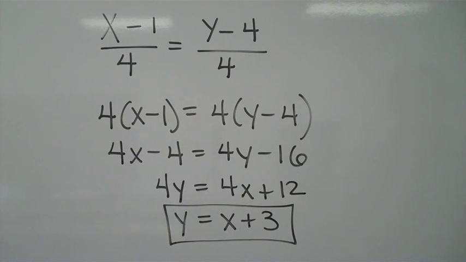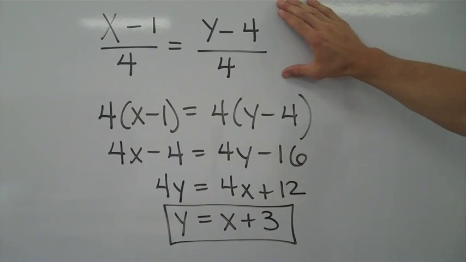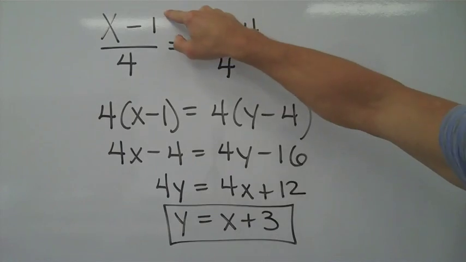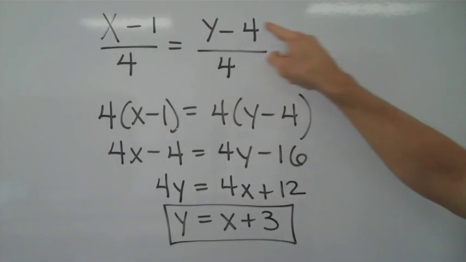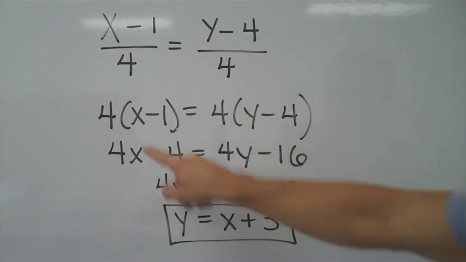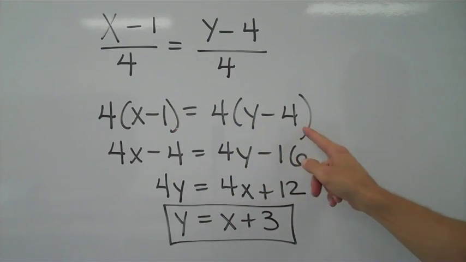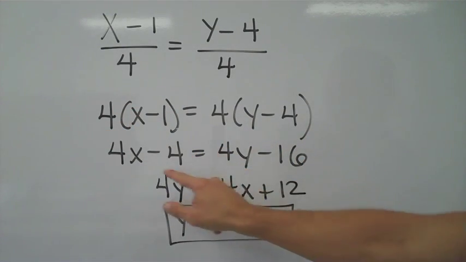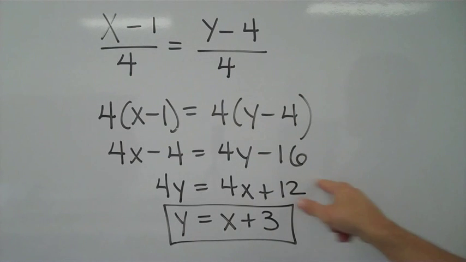What do I mean by that last part? Well, we've got our Cartesian form here. If I cross multiply, 4 times x minus 1 equals 4 times y minus 4, and then I distribute out, 4x minus 4, 4y minus 16. I just flipped the whole thing around and added 16 to both sides, then divided by 4, I get y equals x plus 3. This is y equals m of 1, x plus b of 3. Y equals mx plus b. You can easily graph this now.